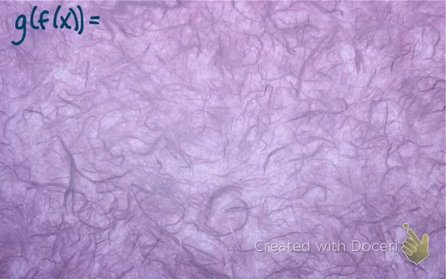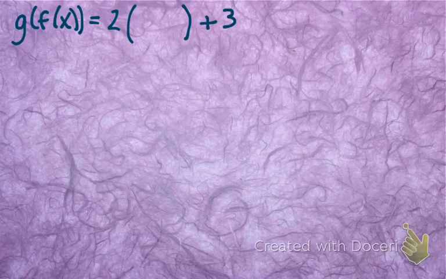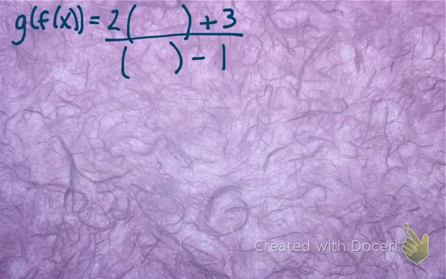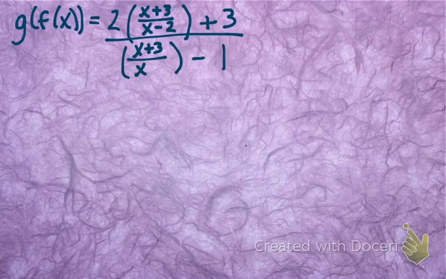Now our outer function is the 2 times, so I'm going to make a big parenthesis there, so I've got room to get that whole function inside there, plus 3. And notice I'm focusing on one function at a time by writing it this way. I'm not going back and forth across the two functions where you can easily copy something wrong. So now our inner function is f of x, so that's going to be x plus 3 over x minus 2. And then on the bottom, same thing, x plus 3 over x minus 2.